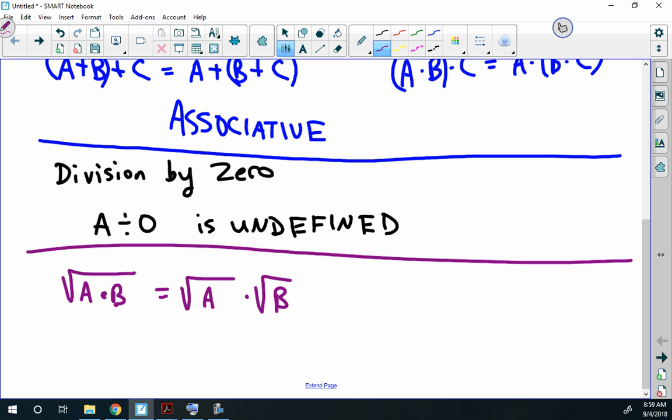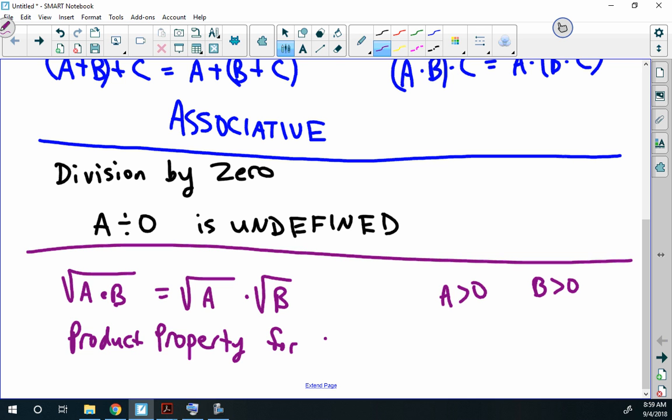Now, a few minutes ago, I said that a is not allowed to equal 0 and b is not allowed to equal 0. And c is not allowed to equal 0. Because of these, in this particular instance, I have to say that a is positive and b is positive also. If I didn't, some very bad things are going to happen. Very bad things. Anyway, this is called the product property of radicals.